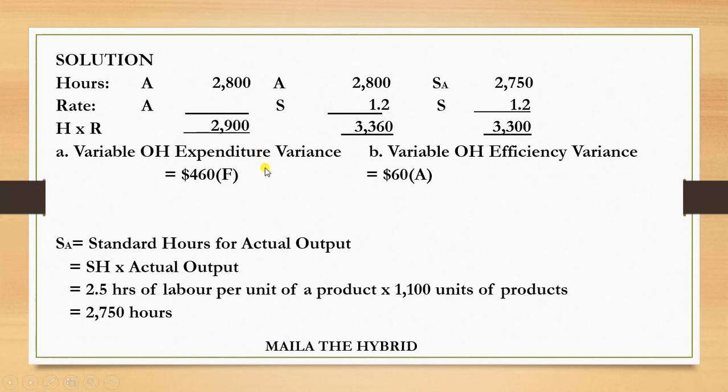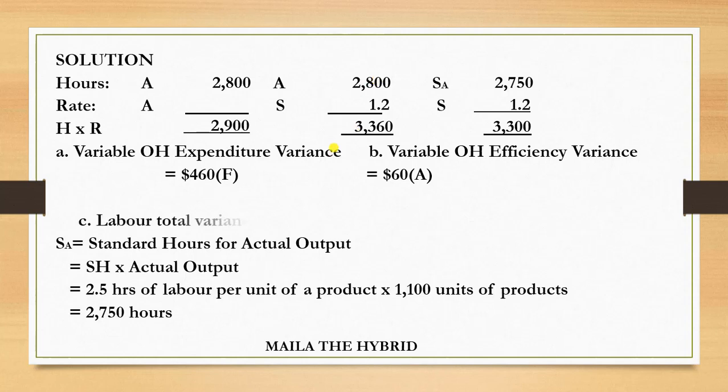And according to this pro forma, if the left side is less than the right hand side, then the variance will be favorable for cost variances. And then we come here, the difference between 3,360 and 3,300, you obtain $60 adverse. Adverse in that we expected to use 2,750 hours, but we ended up using more. For the same output, you use more, and so the variance would be adverse.